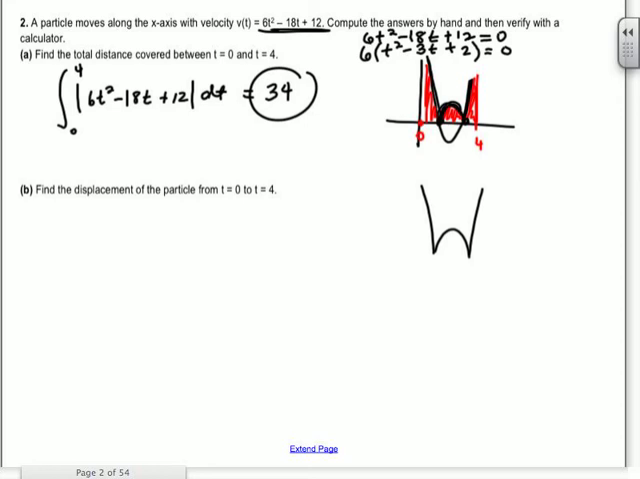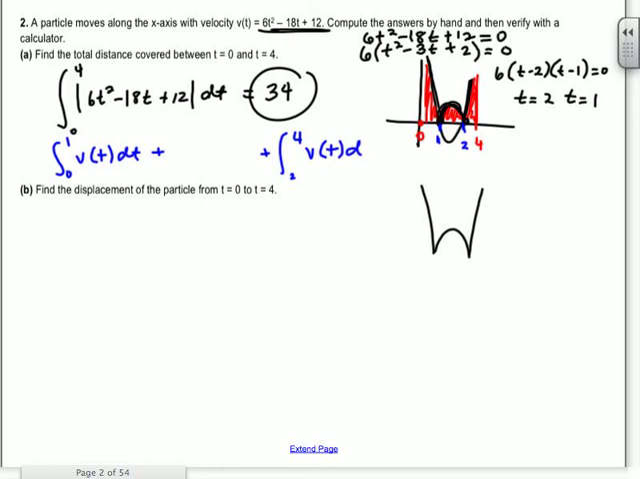All right, so 6 times t minus 2 times t minus 1 equals 0. So I get t equals 2 and t equals 1. That means at these two locations, this is at 1 and this is at 2. So I could compute from 0 to 1 of v of t, and then I could add on from 2 to 4 of v of t, my original velocity. What about from 1 to 2?